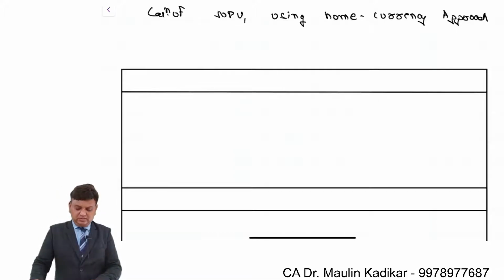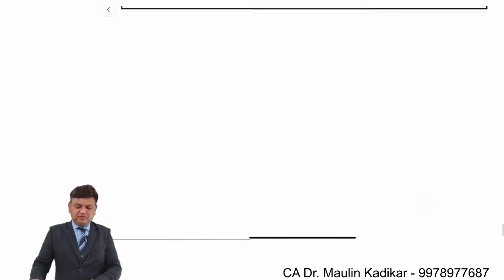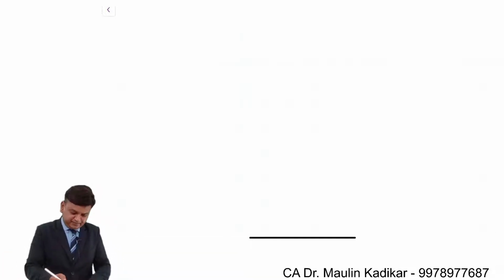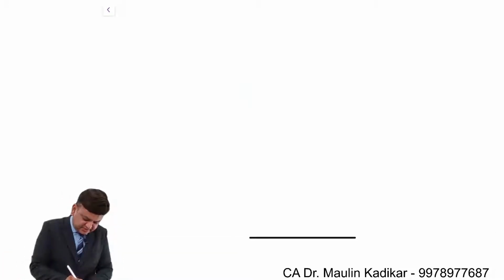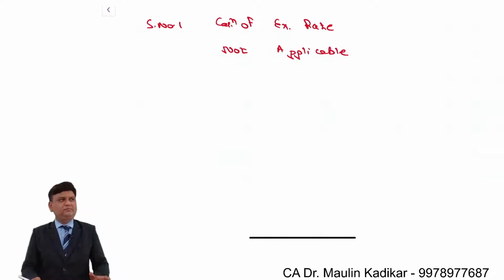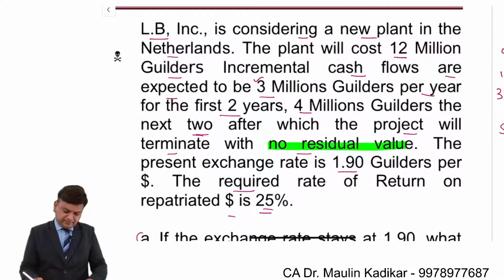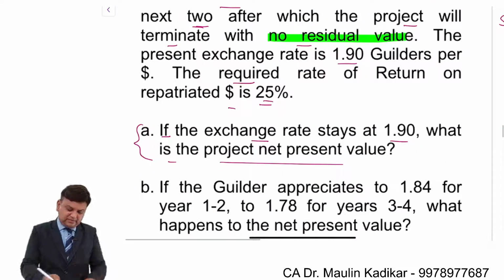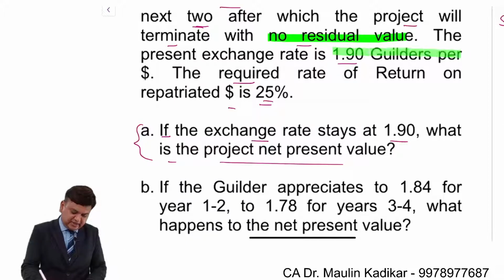Friends, over here, we understand it's the NPV using the home currency approach. In that, as far as the step number 1 is concerned, step number 1 is calculation of exchange rate. Now this step is not applicable. Why this is not applicable? The reason for that is very simple. The question is providing the information that the exchange rate is going to remain same 1.90 guilders per dollar.